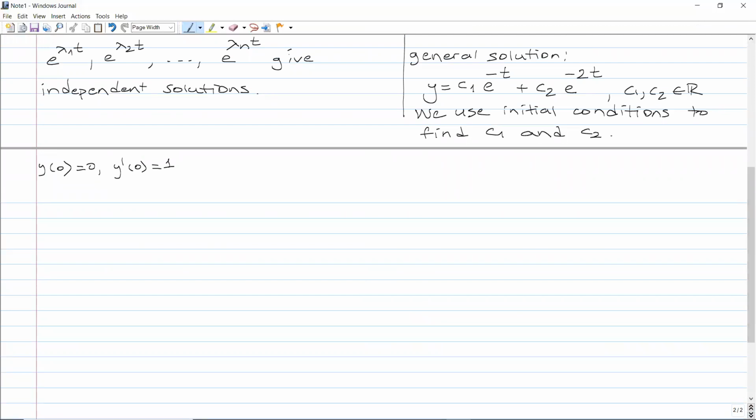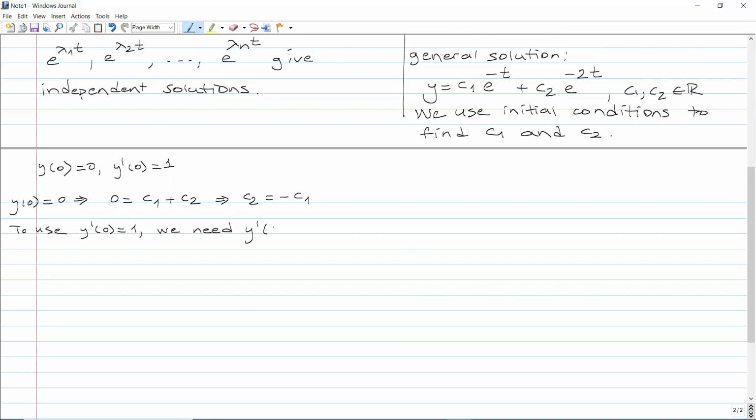All right, so since the value of our function y at t equals 0 is 0, in the general solution, we substitute 0 for y and 0 for t. If you substitute 0 for t, e to the 0 is 1, plus c2 times e to the 0 is again 1. So we have c1 plus c2 equal to 0. So we can say, for example, then the constant c2 must be equal to minus c1. To use the second initial condition, y prime(0) equals 1, first we need the derivative function.